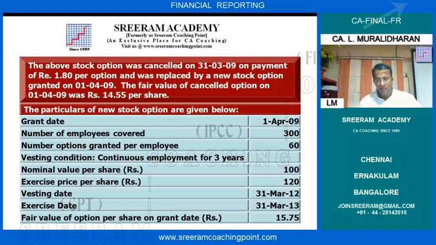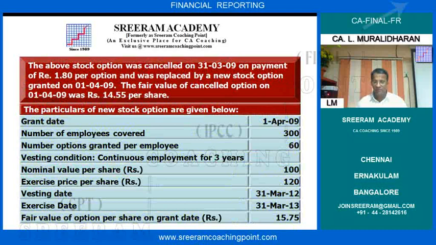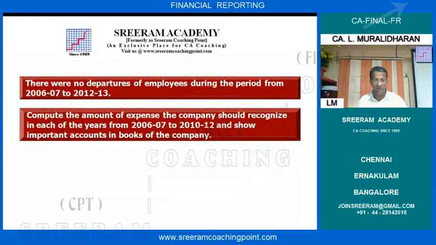Nominal value 100, and what happens regarding the exercise price? Exercise price got reduced. It is only favorable to employees. They need to pay 120 instead of 125. So therefore, such changes are expected to be recorded. Vesting period 31st of March 2012 and exercise period 31st of March 2013, and fair value on the new grant date is 14 rupees and 75 paisa.